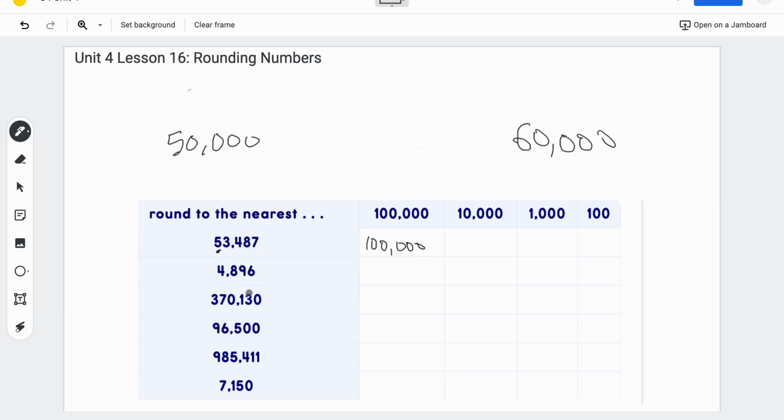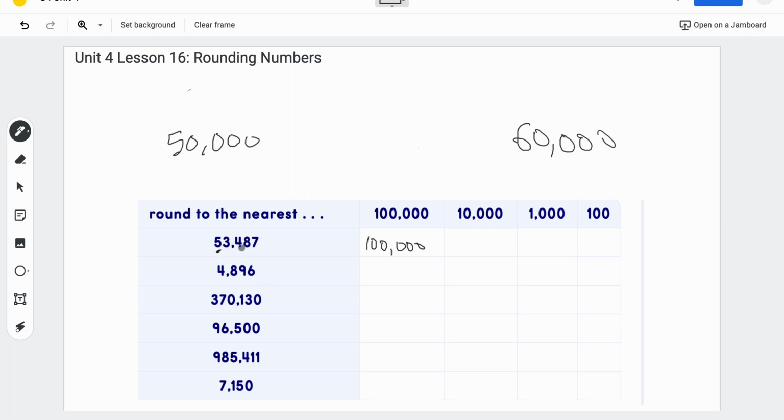So this number is between these two multiples of 10,000. It's between 50,000 and 60,000. But which one is it closest to? Because that's what rounding numbers means. When you round to the nearest 10,000, you're looking for a number that approximates the nearest multiple of 10,000.